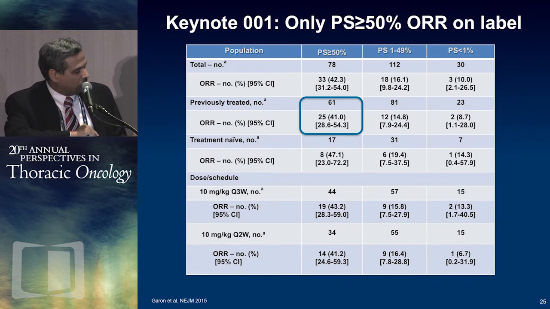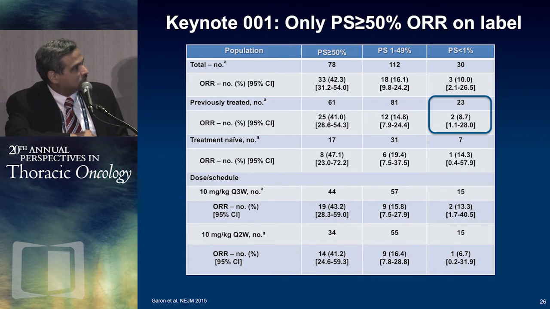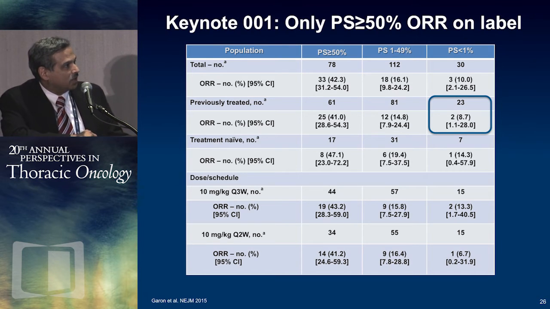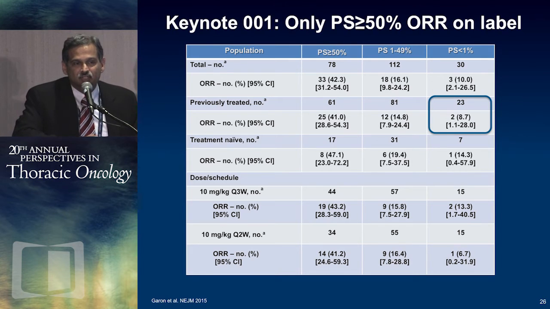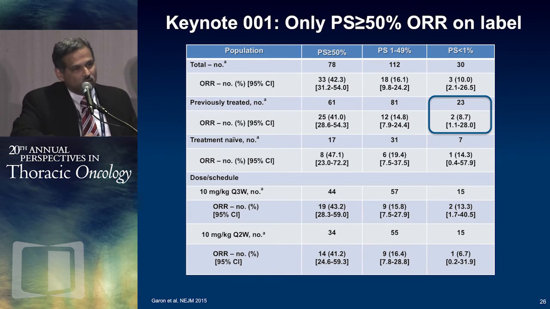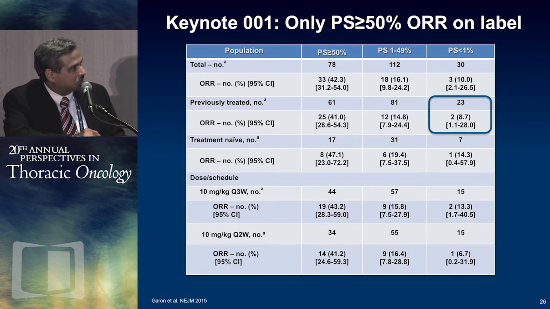Two important points to note about this table or the response rate of pembrolizumab in this study. One is, if you look at the patients who are PD-L1 negative, yes, the response rate was lower, but a 9% response rate is not meaningless in a second-line setting or in patients with recurrent non-small cell lung cancer. That's what we see with docetaxel.